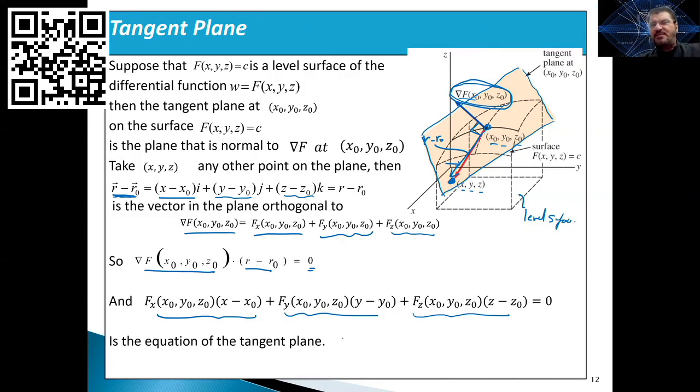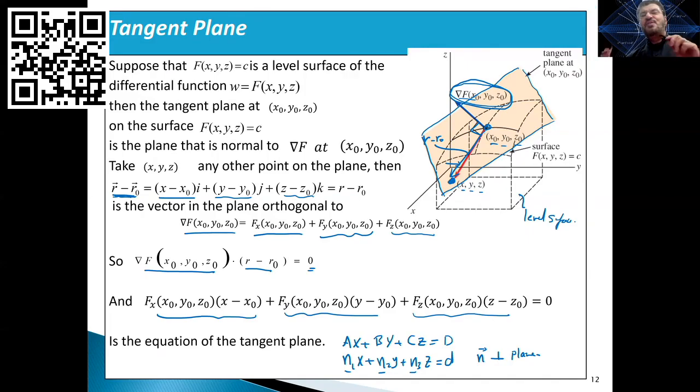You know what the scalar equation of a plane is? It's ax plus by plus cz equals d. Remember that? This is the scalar equation of the plane, remember from linear algebra. Or sometimes we call it n1 x plus n2 y plus n3 z equals d. Remember those things? I'm not sure. You know what this n is? Where n here is the vector that is perpendicular to the plane. I don't know if you remember this from linear algebra. So now we're going to get the equation of that plane.